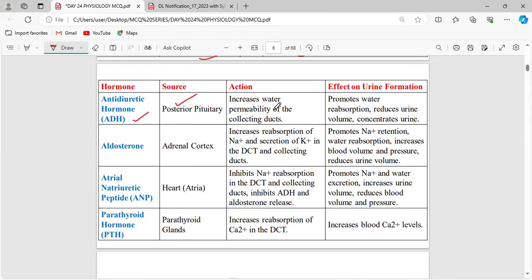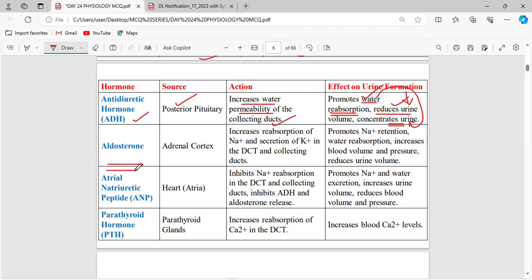And what is the action performed by this ADH? It increases the permeability of the collecting duct. Okay, now it promotes water reabsorption and reduces the urine. It also concentrates urine. See, it promotes water reabsorption, so obviously the urine has to be more concentrated. If water is getting reabsorbed vigorously, then it reduces the urine. So this is the function performed by the hormone called antidiuretic hormone. We can say it is regulating the process of diuresis.